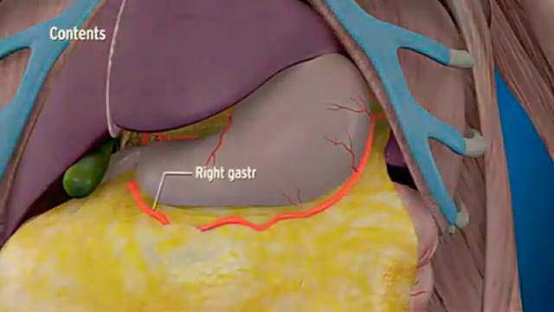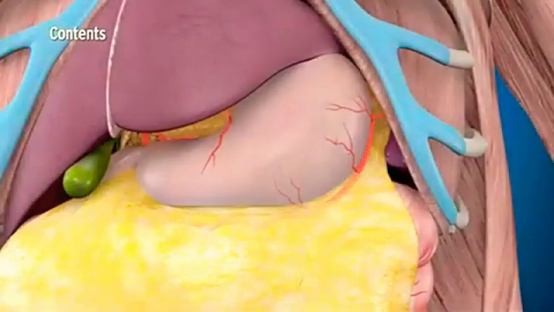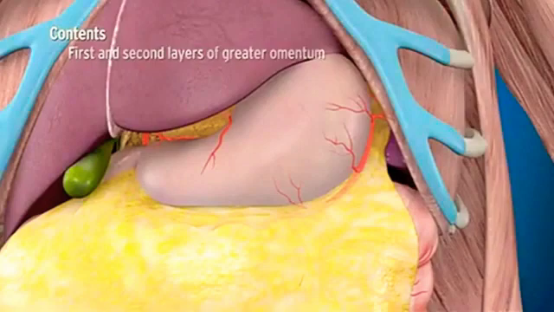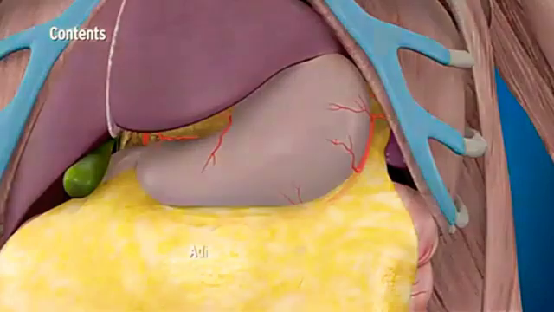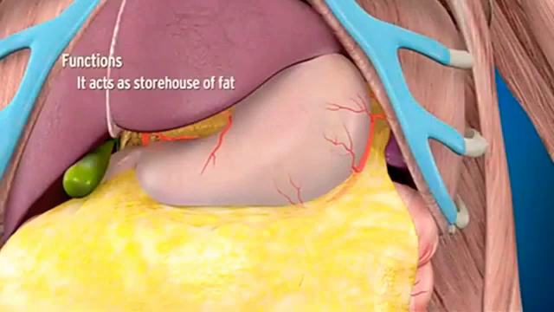Contents. Right and left gastroepiploic vessels run within first and second layers of greater omentum, close to the greater curvature of stomach. Adipose tissue. Functions. It acts as a storehouse of fat.